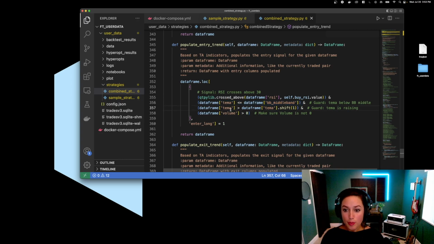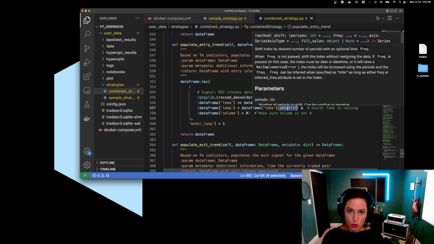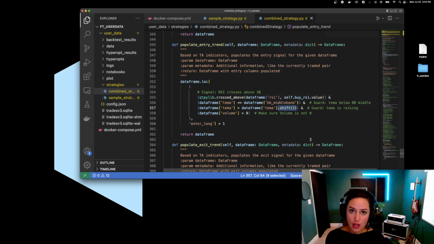and the triple exponential moving average of the current candle is greater than the triple exponential moving average of the previous candle. Okay, so shift 1 is how we indicate the previous candle. Shift -1 should never be used because that's to indicate the future candle, and we don't have that data. So shift 1, talking about the previous candle, the TEMA we want to be for the current candle larger than that of the previous candle so that it's rising. And of course, we want to make sure that the volume is not 0, that the volume is greater than 0.